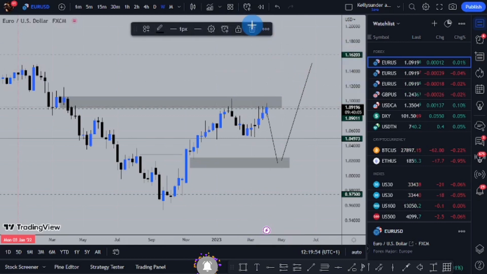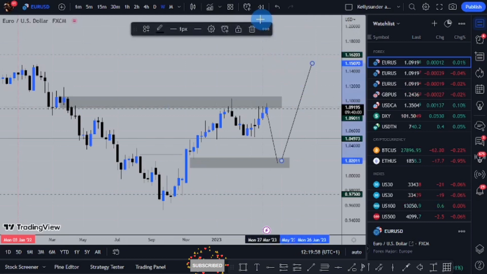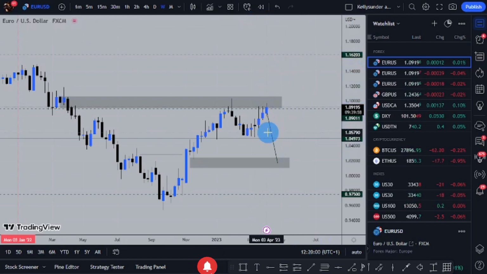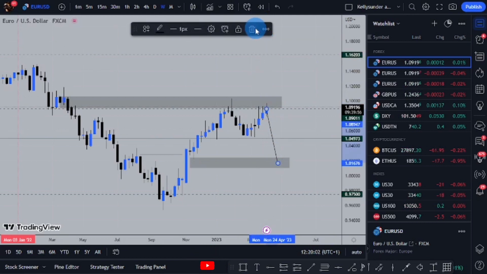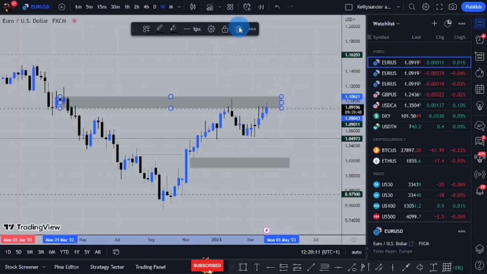So this is basically the first point of how I actually take my trade analysis, firstly from the higher time frame perspective, okay, knowing where price is, knowing where price is coming from, and knowing what price is trying to do.